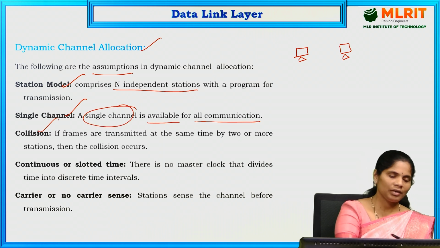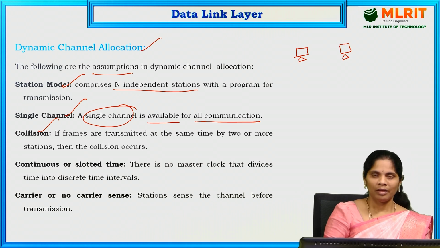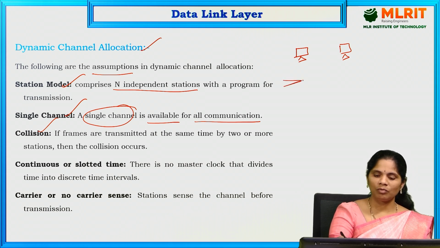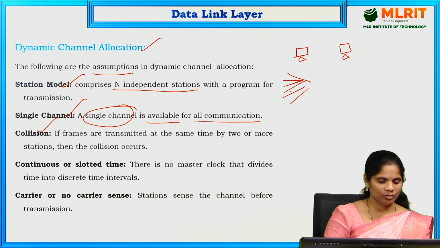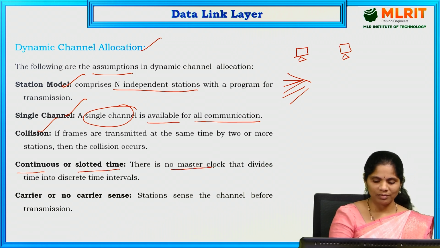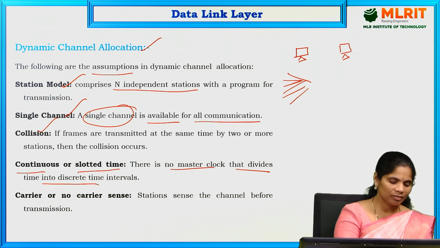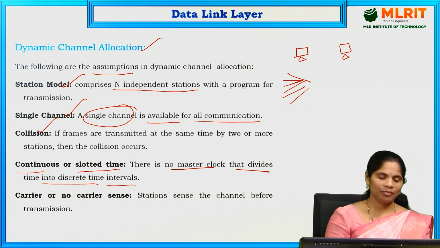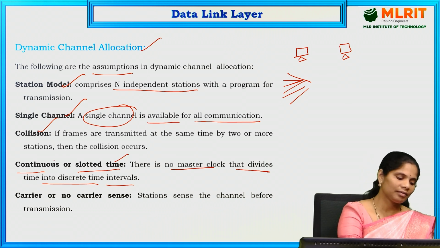And collision. What is collision exactly? Collision means multiple users want to send the data using a particular channel at the same time. Then, continuous or slotted time: there is no master clock that divides time into discrete time intervals, meaning we are not giving any slots for sending the data.